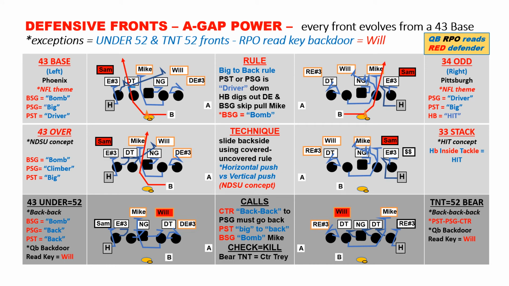The reason we do this is, again, defensive fronts for us all evolved from a 4-3 base defense. That's how we keep it simple. So you're going to want to install versus a 4-3 base defense, that upper left, and then start to get into the variations of it, finishing up with that TNT check call, where the read key now becomes the Will backer.